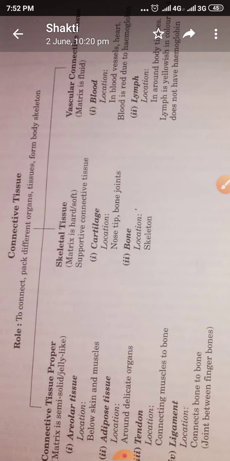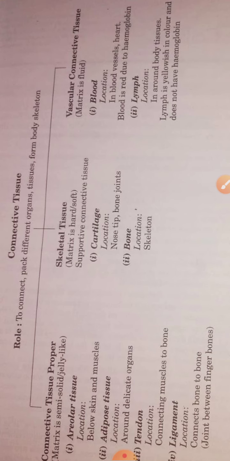Here you see there are four types: areolar tissue, adipose tissue, tendon and ligament. The first two, areolar and adipose tissue, are called loose connective tissue because they have more matrix and less fiber. And the last two, tendon and ligament, have more fiber and less matrix, so they are called dense connective tissue.